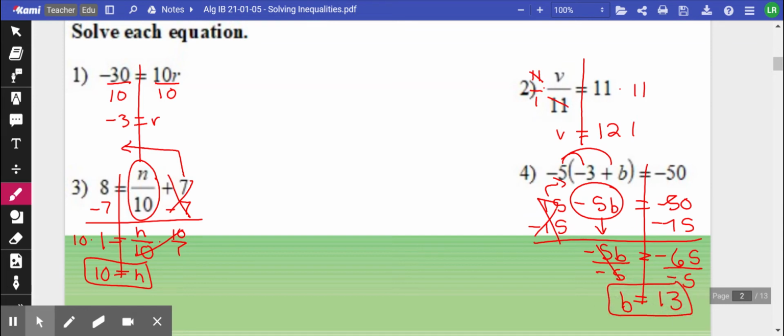We're going to see a lot of that over these first 3 days. A lot of solving, but it's not going to be with equal signs. It's going to be with inequality symbols.